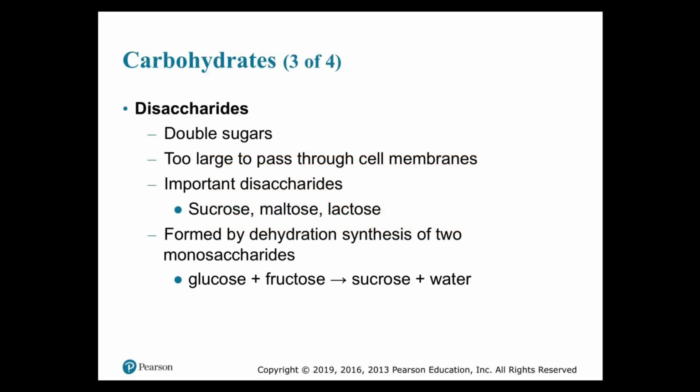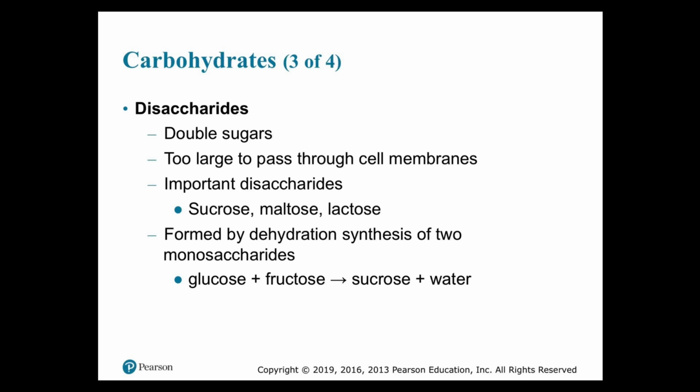Disaccharides are double sugars. These are too large to pass through cell membranes. Important disaccharides, examples are sucrose or table sugar, maltose or malt sugar, which you may have heard of, found in beer for example, and lactose. Lactose is milk sugar. And they are formed, again, to remind you, by dehydration synthesis of 2 monosaccharides.